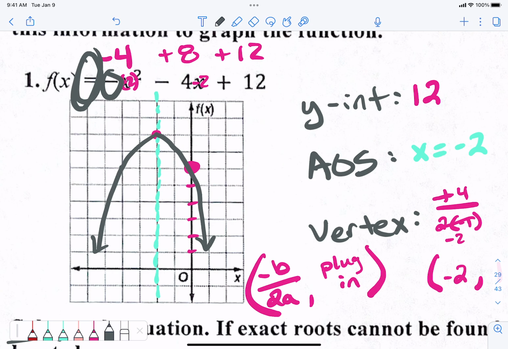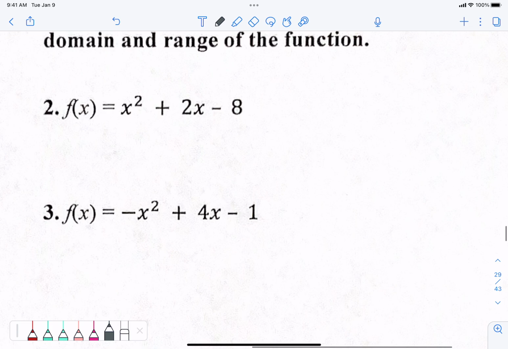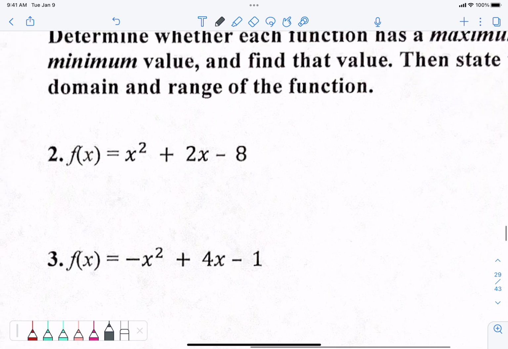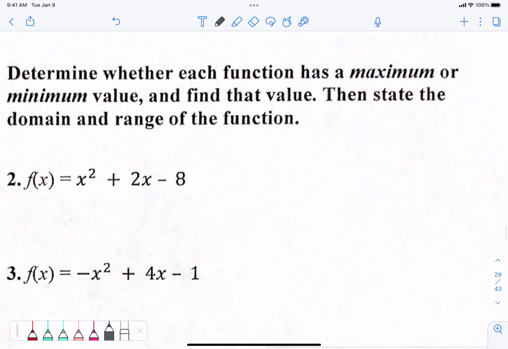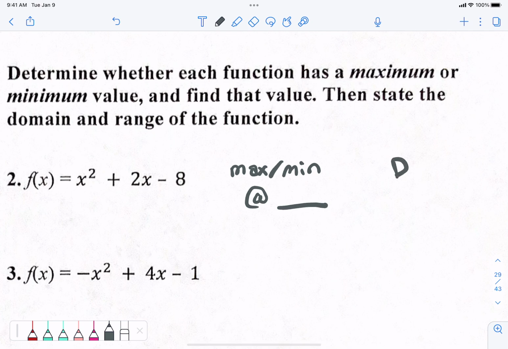Okay, let's do 2 together, and then I'll have you try 3 on your own, okay? And then we'll check the answer, okay? So number 2, let's write down what they're asking for. They say, is it a max or a min? So max slash min, we have to decide that. Where that maximum or minimum is located, and then they want the domain and they want the range. Those are the things that they want, okay? So I've listed them out so I know I don't forget anything. Max or min, here we go.